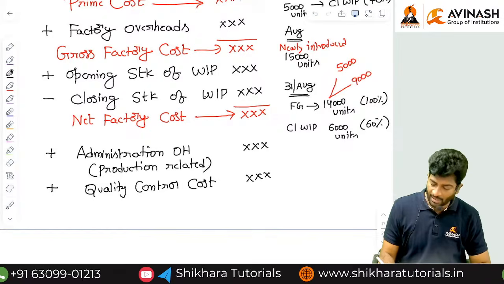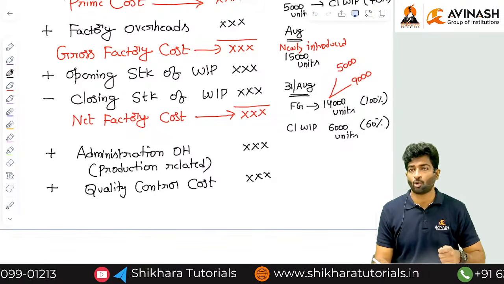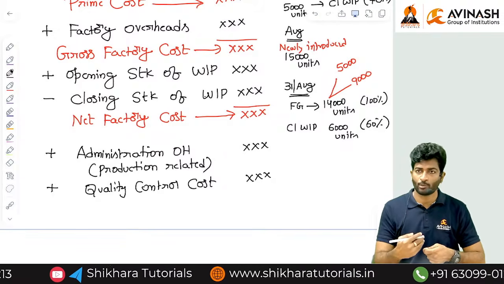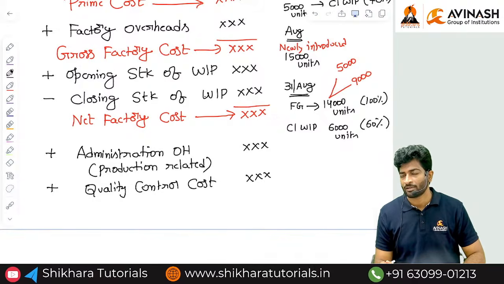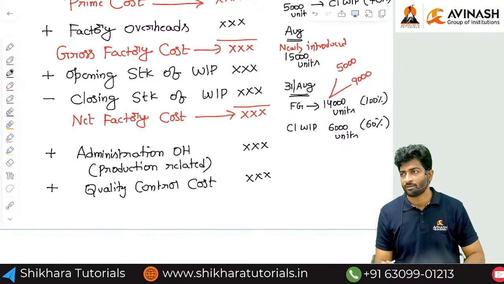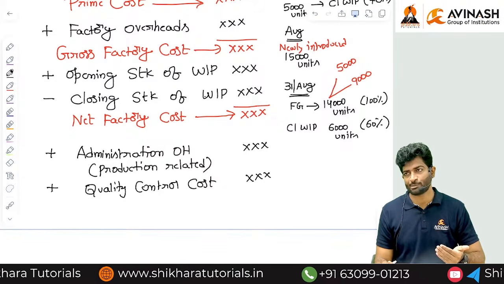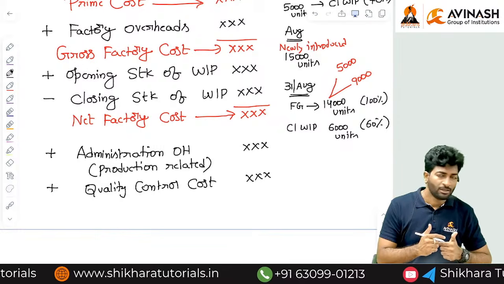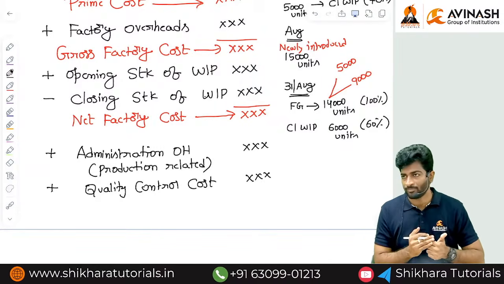Related to production, right? Like you are going to conduct certain inspection to check the quality of the production activity. So in such a case, it is related to production. If you have such kind of expense, please add here. And if you are incurring any research and development expenses for the sake of improving your production process, it is to be added to your cost of production, right?